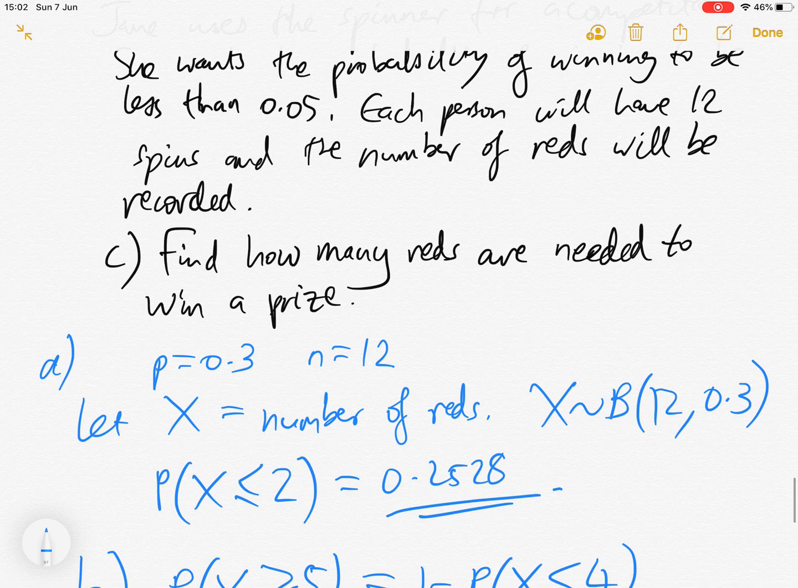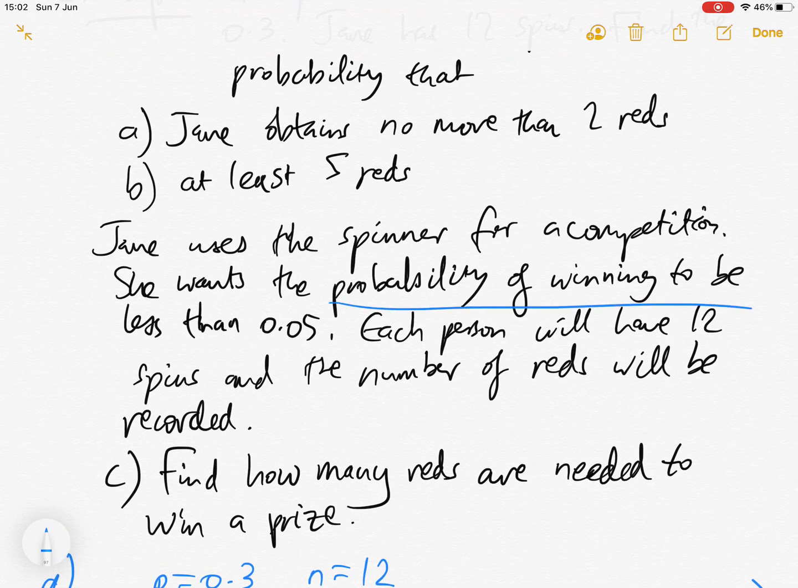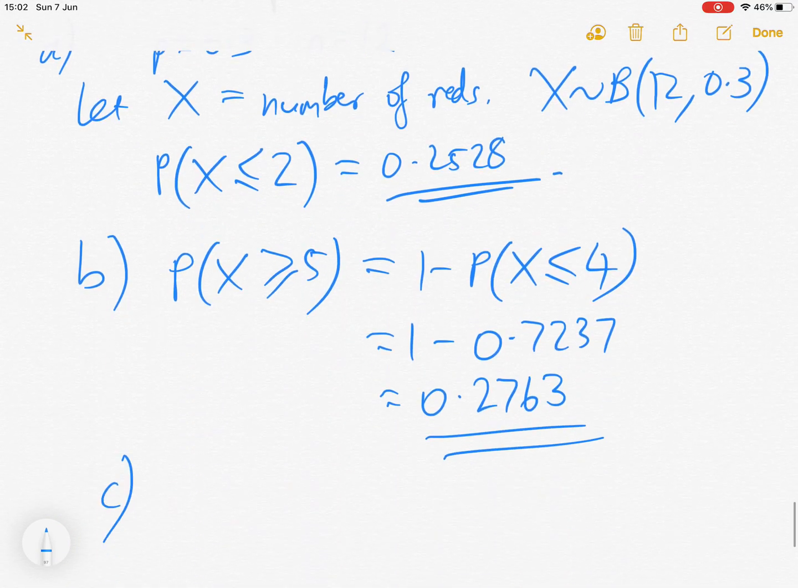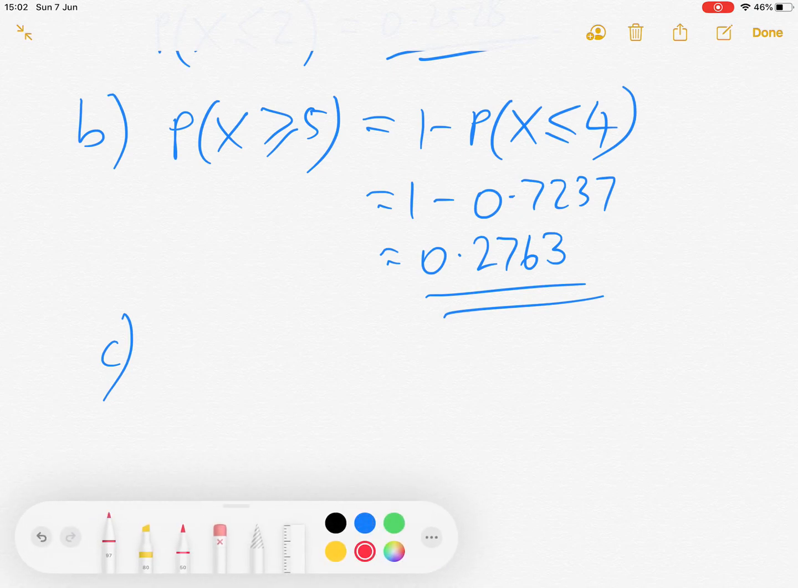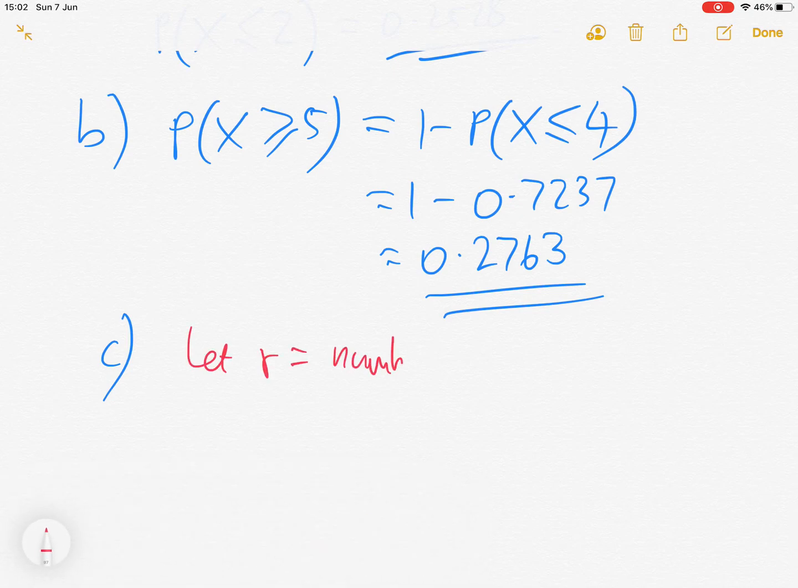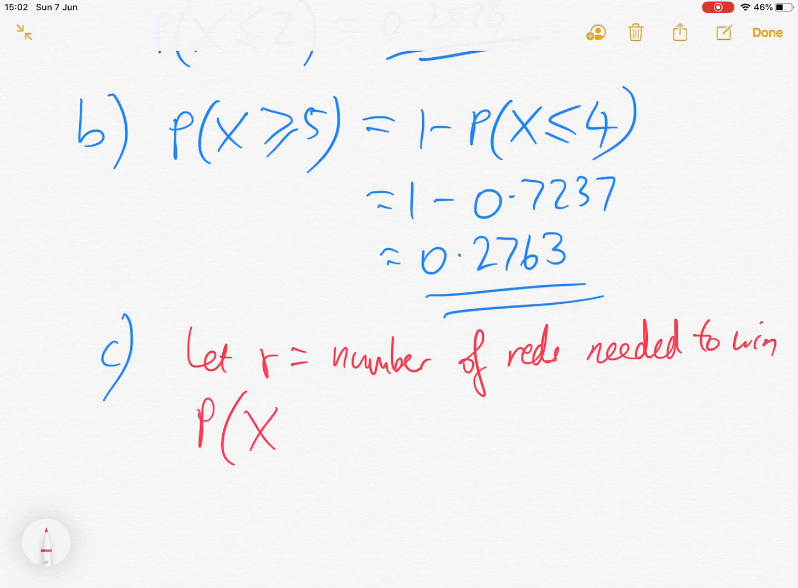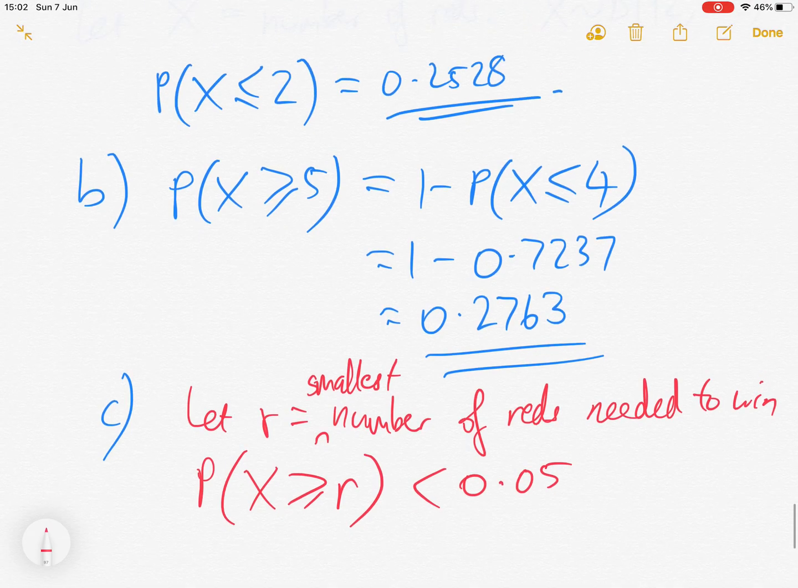Part C. Well, we need the probability of a prize to be less than 0.05. We need to find how many reds. So why don't we this time let R be the number of reds needed to win a prize. We want the probability X is at least R, because R is the smallest number. So if we let R be the smallest number of reds needed to win a prize, we want this probability, which is the probability of winning a prize, to be less than 0.05.